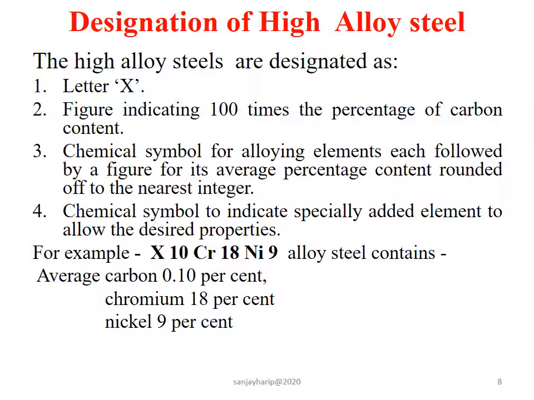Let us see high alloy steel. For example, X10Cr18Ni9. Letter X indicates high alloy steel. Figure indicates 10, that is 100 times the average percentage of carbon content. Thus, carbon percentage is 0.1. Chromium is present 18% and nickel 9% in this high alloy steel.